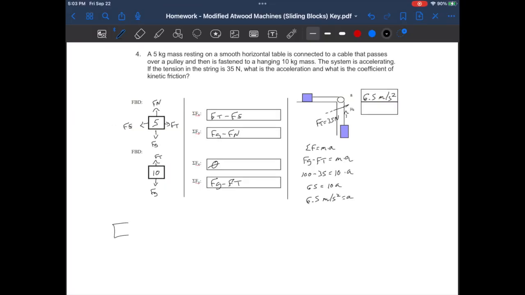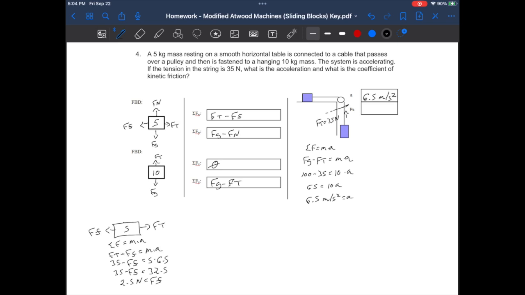Now we want to find out what's the coefficient of kinetic friction. Well, I need to know what friction is to calculate the coefficient. So let's look at that top object. That top object has tension to the right at 35, friction to the left at some value, and we know net force is equal to mass times acceleration, so tension minus force of friction is equal to mass times acceleration. We do tension minus friction because it's accelerating to the right. So 35 minus friction is equal to mass of 5 times 6.5 acceleration. 35 minus force friction is equal to whatever 5 times 6.5 is, so 32.5. Subtract the 32.5 to the other side, add force of friction to the right. We get 2.5 newtons is our force of friction.